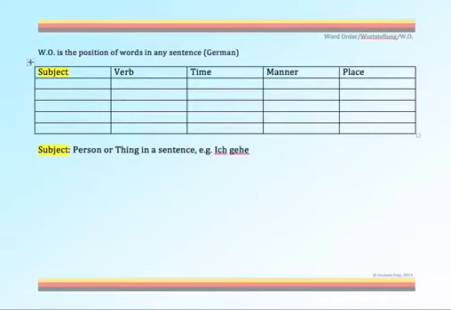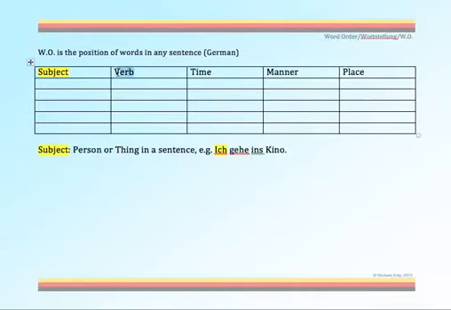We have the example: Ich gehe ins Kino. The ich here is the main guy in the sentence. I'm going to the cinema. If we had Josh geht zum Kino, the sentence would be about Josh because he's going to the cinema.